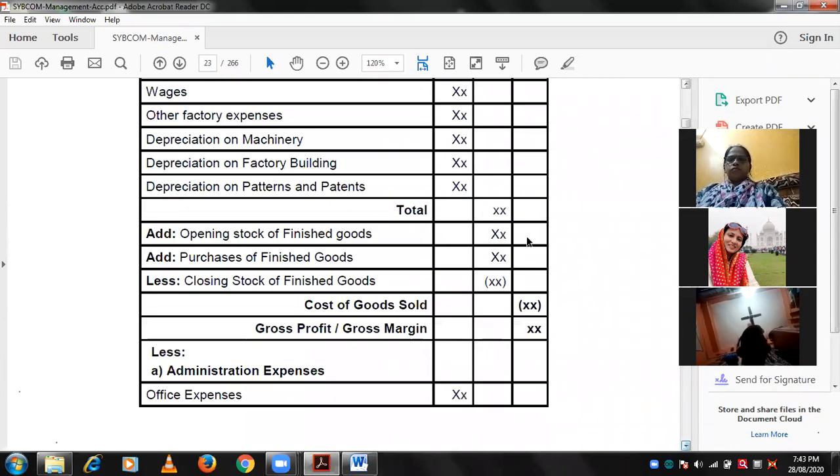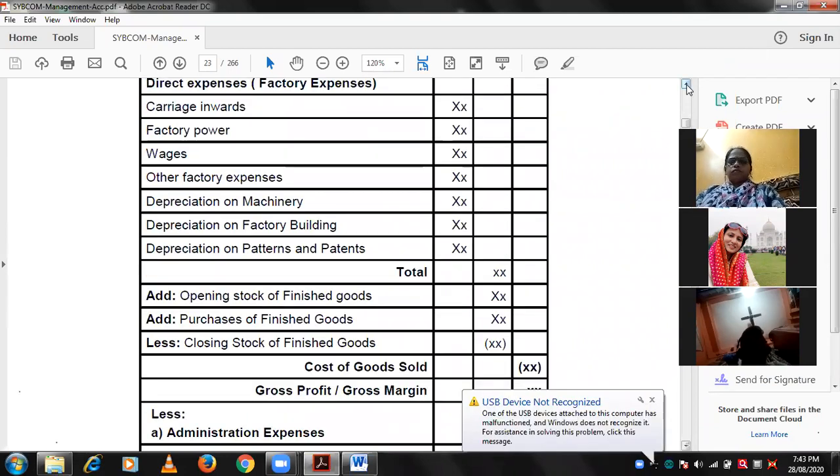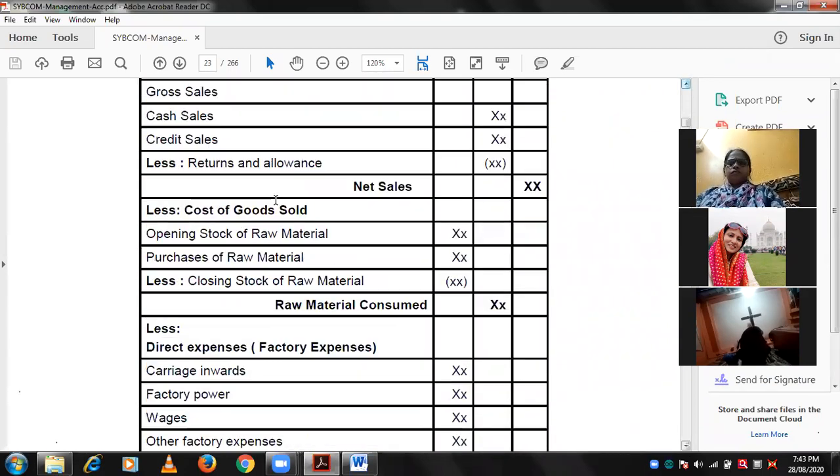Then we have to total these. Then after that we have to add the opening stock of finished goods. In this case, here we added the opening stock of raw material and purchases of raw material, less the closing stock of raw material, right?